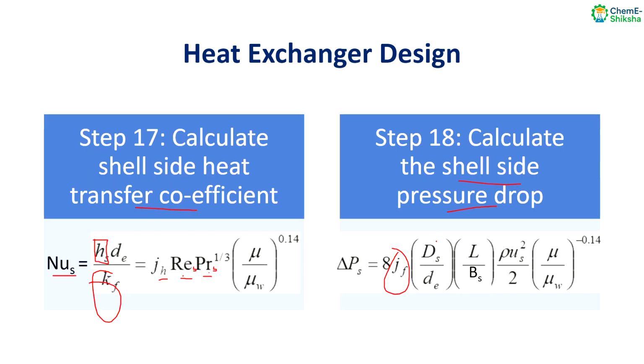Then ds is the shell diameter, dE is the shell equivalent diameter, L is the tube length, Bs is the baffle spacing, rho is the shell side fluid density, Vs is the shell side fluid velocity, into mu by mu w to the power minus 0.14. So from this we can calculate the shell side pressure drop.